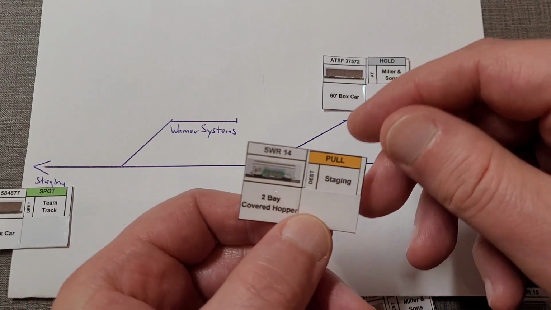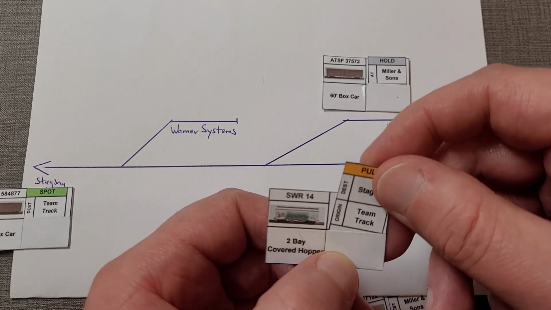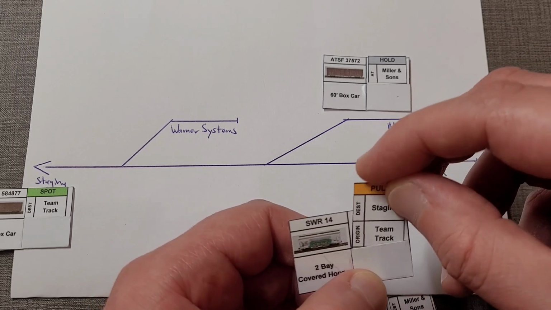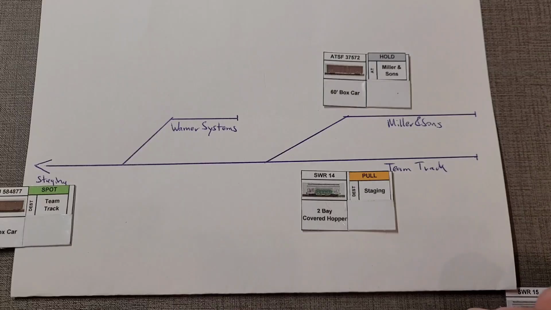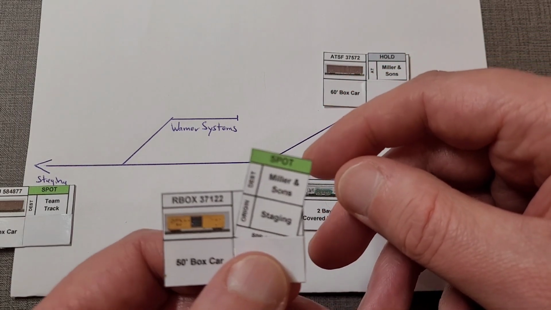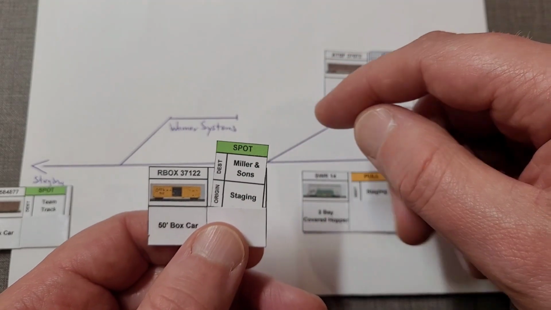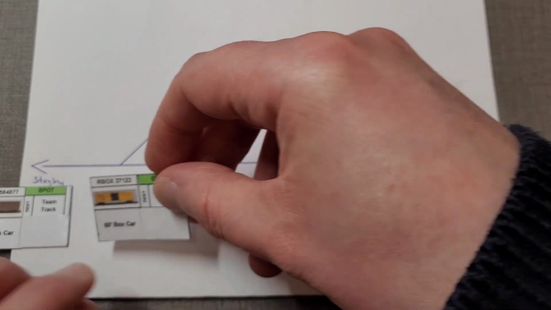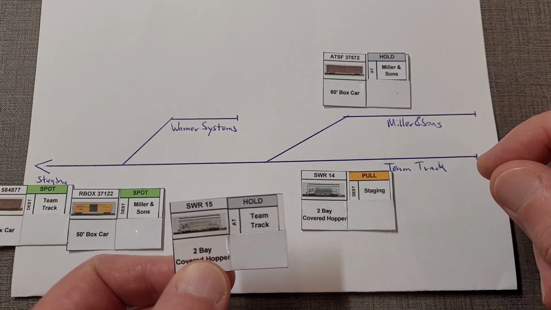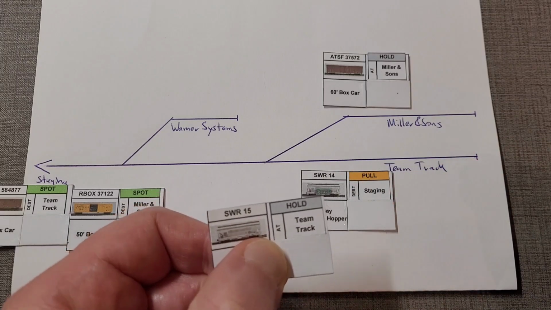We have a covered hopper which we shall pull from the team track and pick it up for staging. So it's currently at the team track. Then we have another boxcar, it's at staging. It arrives with the train and is supposed to go to Miller and Sons. And then we have another covered hopper, which is currently at the team track and is supposed to stay at the team track.